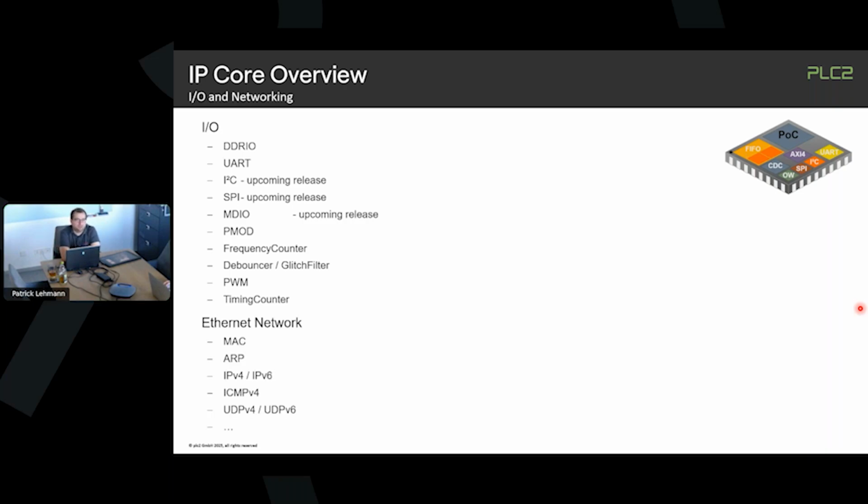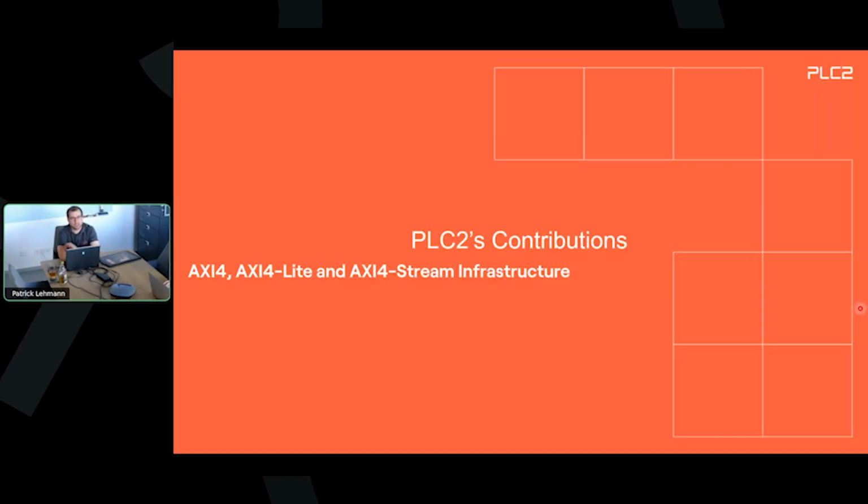For networking, we have an Ethernet stack with NIC layer up protocol IP version 4 and version 6, ICMP, UDP version 4 and UDP version 6. Currently implemented for up to 1G, and maybe let's see what the future is bringing for further speeds. This was so far the summary of IP cores we have inside of the PoC-Library.